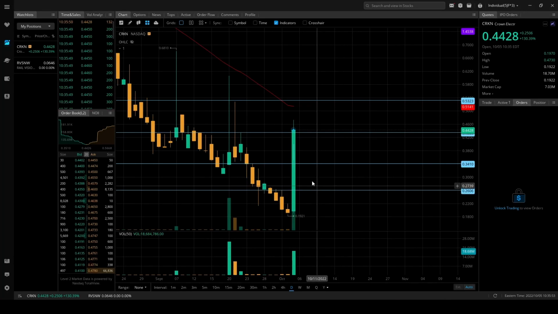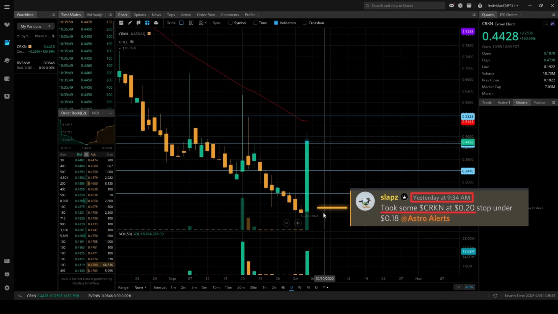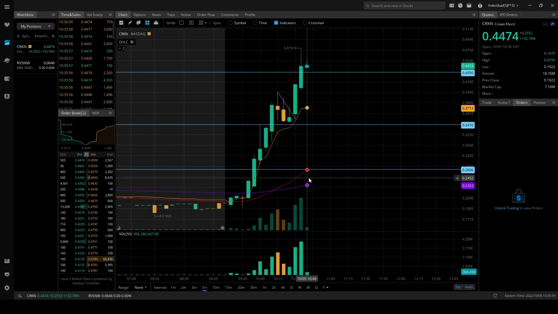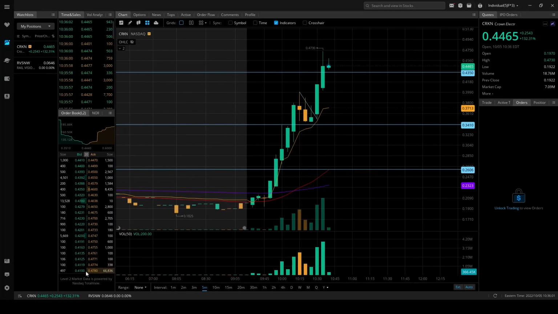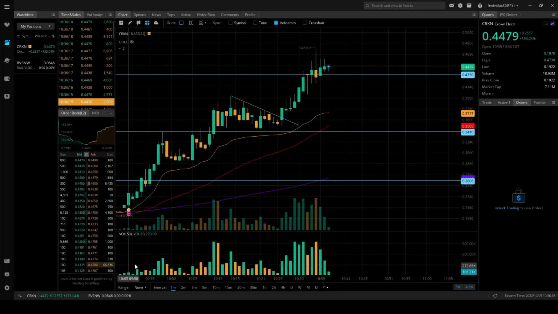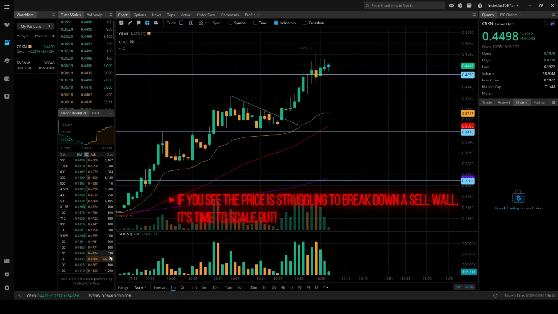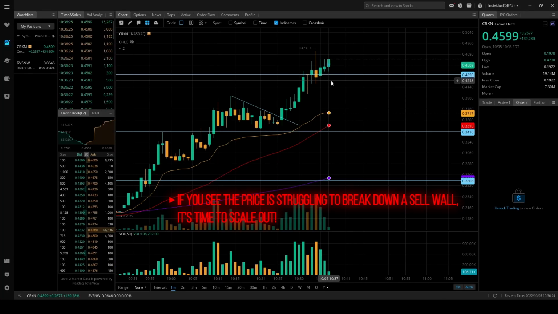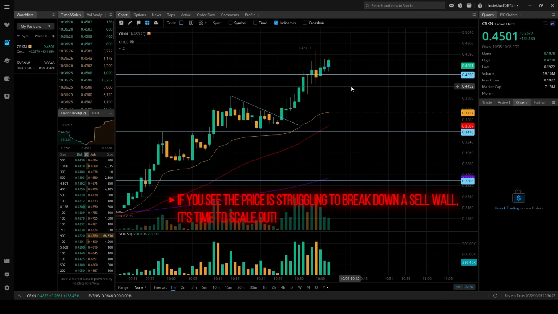This was a play that we alerted to our members at 20 cents, and we're up over 150% on this play so far. And yeah, I just wanted to give that example for this level 2. Once you see a big wall like here, you can see that this is a big sell wall. There's going to be a lot of sellers and rejection at this price up here. And this could be a sign to start scaling out. If the stock has trouble breaking the wall and it starts breaking down, that's when you should start scaling out and start taking your profits.